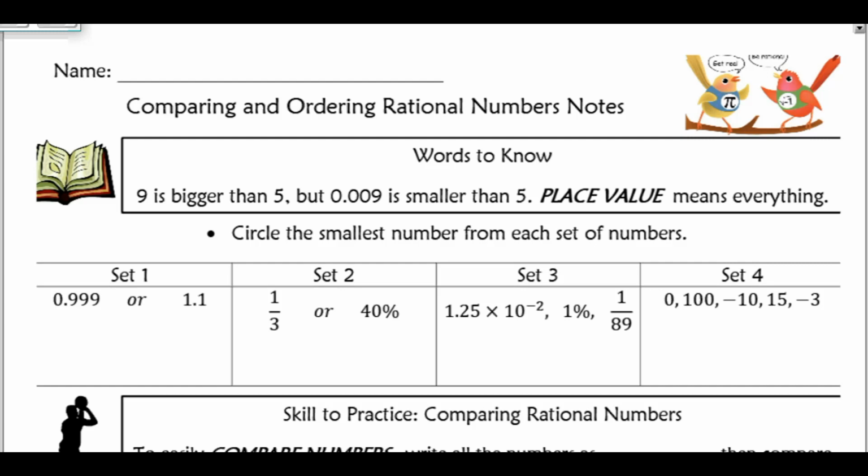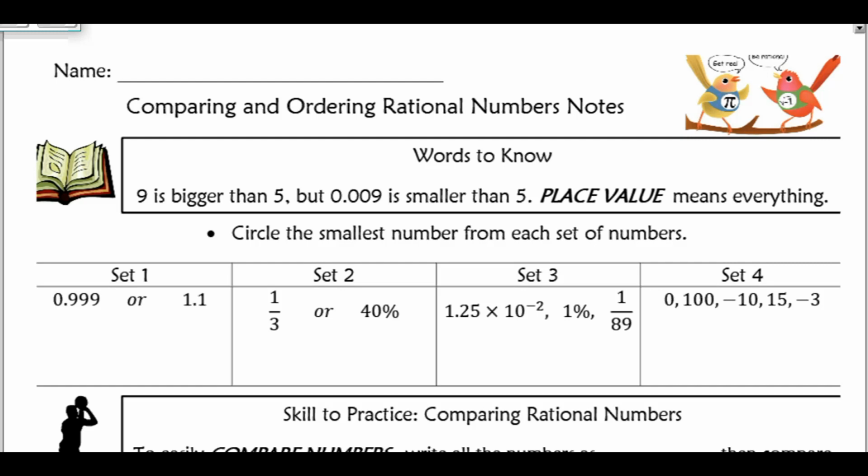to write everything as a decimal so that we can actually compare it, because place value tells you everything that you need to know. 9 is bigger than 5, but 0.009 is smaller than 5. It's the same exact number, the same digit of 9 versus 5, but the place value, where that 9 is located, where the 5 is located, tells you everything about the number. And that's what we're going to show on at least the first 3 examples. The place value means everything.